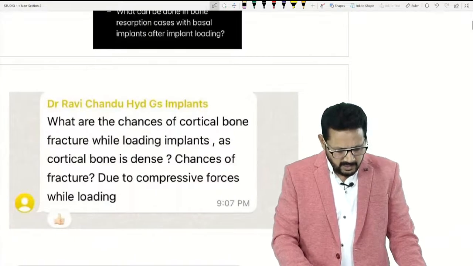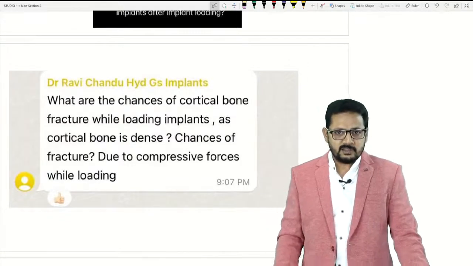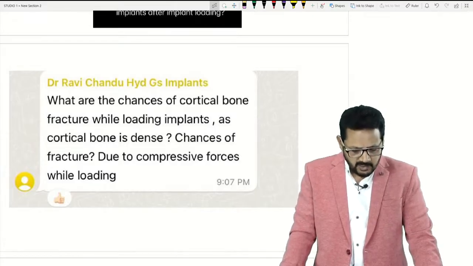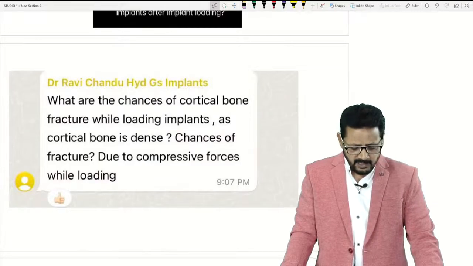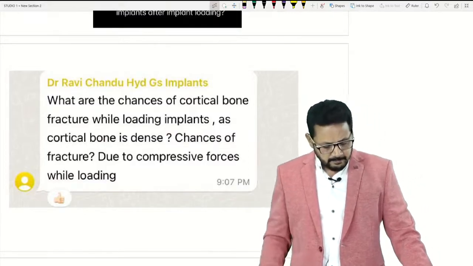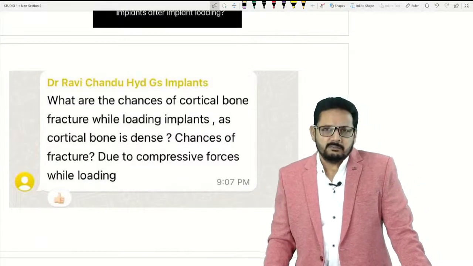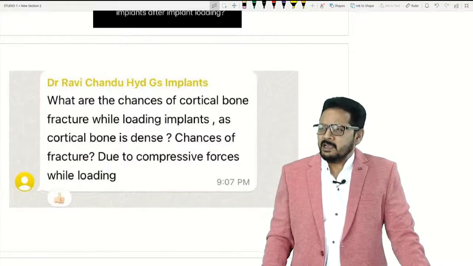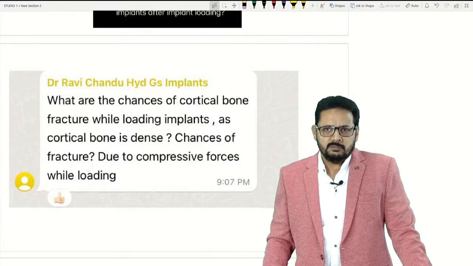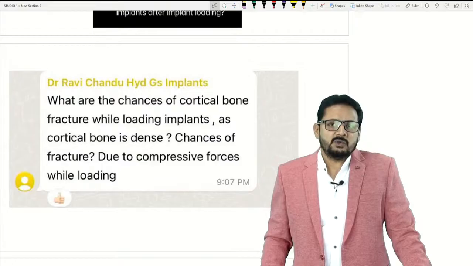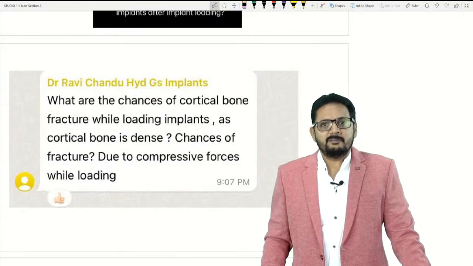Next, coming to the other question, which was posed by Dr. Ravi Chandu: what are the chances of cortical bone fracture while loading implants, as cortical bone is dense? Chances of fracture due to compressive forces while loading. Ravi, good question, right? See, let me tell you one thing. Why does a bone fracture, first of all? Have you any time heard that, due to compressive forces, the bone will fracture? No. A bone usually fractures due to torsional forces, not because of compressive forces.